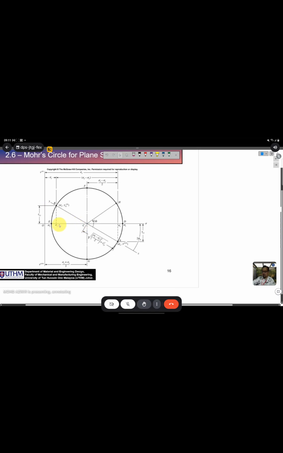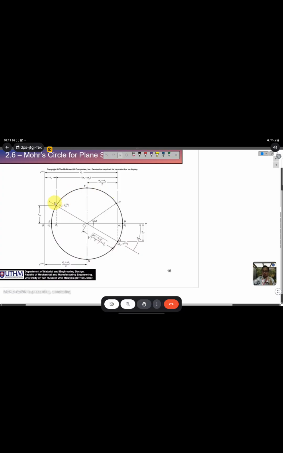Okay, from here, sigma x, tau xy negative. This one, sigma y, tau xy positive. We get these 2 points. From these 2 points, when you draw a line, this line will cross at the 0 axis on the x-axis. So this will be your radius or your diameter for the Mohr circle.